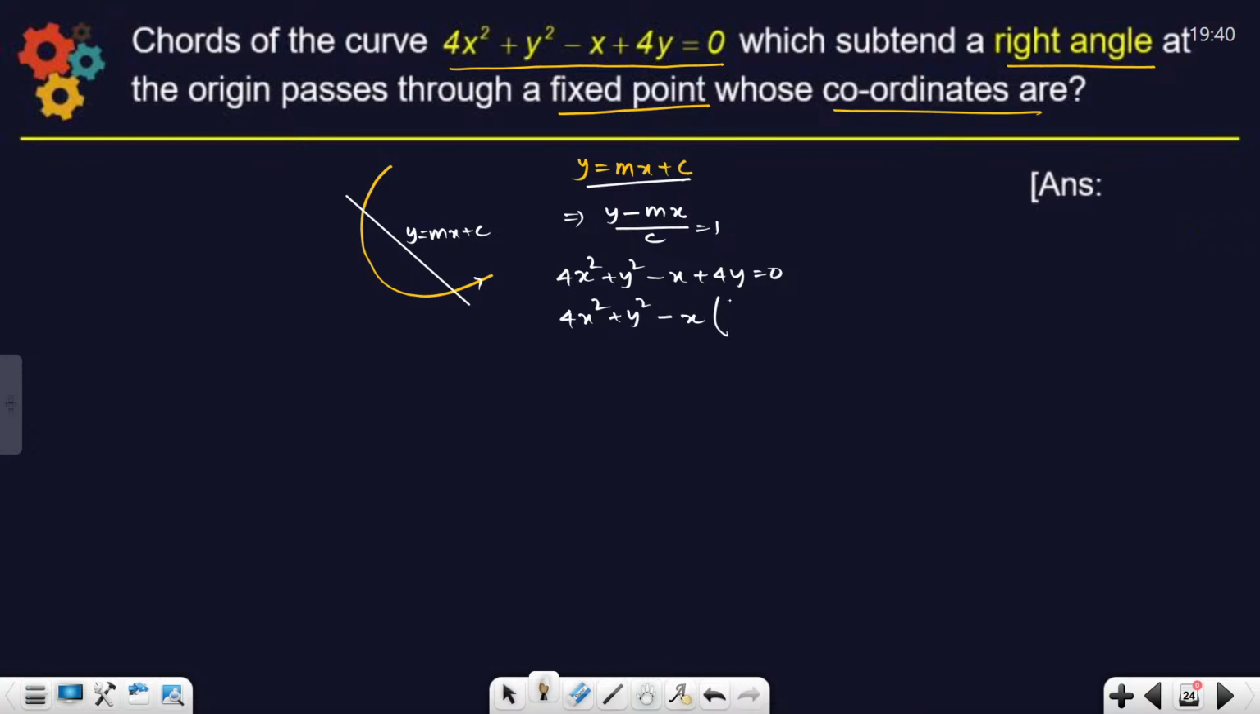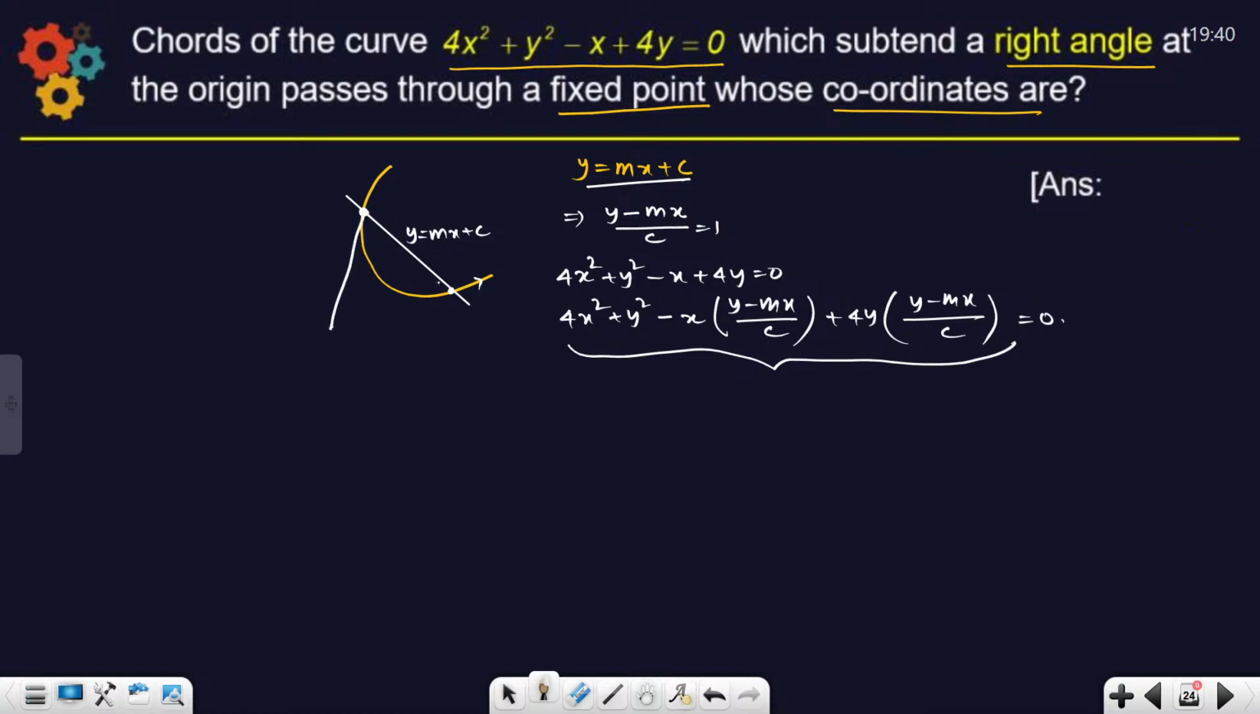Minus x over here, (y minus mx) over c, plus 4y, (y minus mx) over c. Am I correct? Which equals 0. Now, this represents what? This is a homogeneous equation of degree 2. So it represents a pair of straight lines passing through the origin and the 2 points of intersection of this line and this curve. But this pair of lines is making an angle of 90 degrees at the origin according to the question.